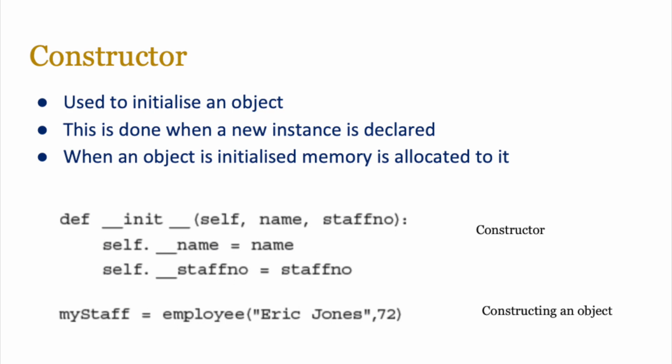When we're constructing an object, that means we're creating a name for it. So in this case, we're using myStaff, and we're simply saying use the Employee class and then pass these two arguments to it. So in this case, the name and the staff number are used to create an object in memory based on the Employee class.